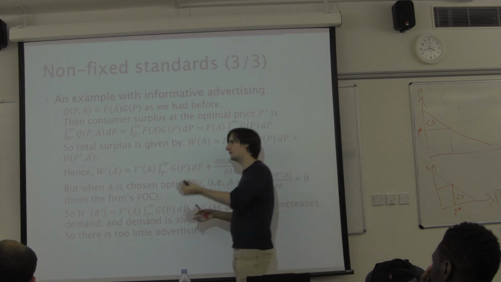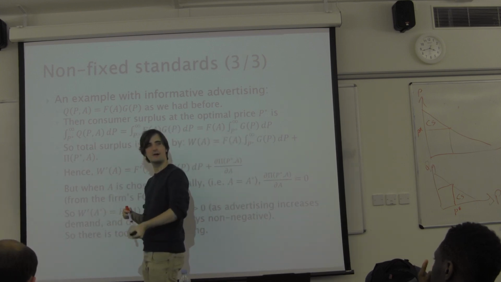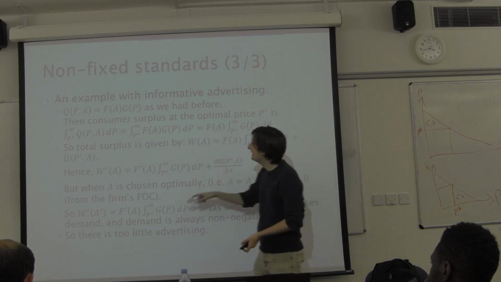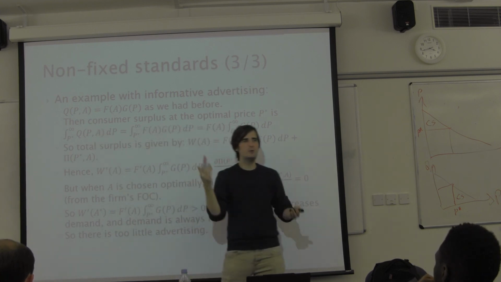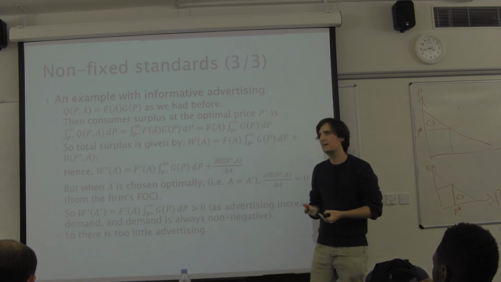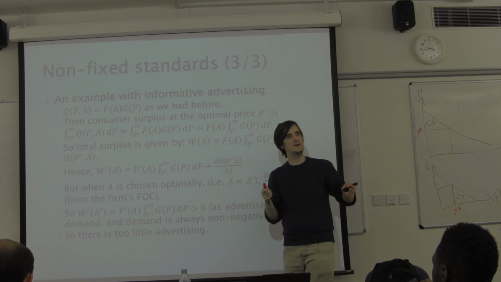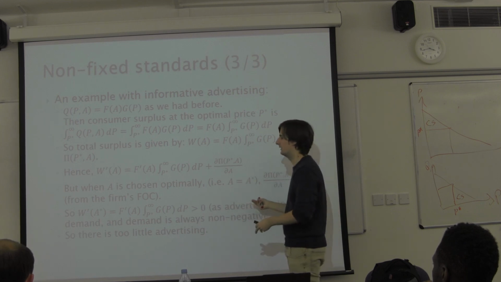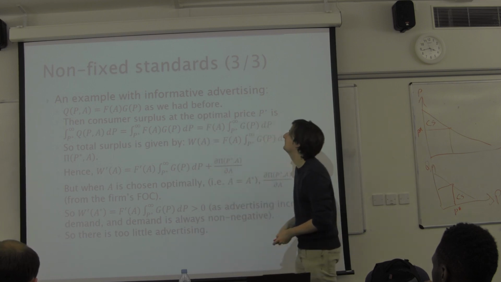So the firm will choose an amount of advertising A star, but the social planner would like to produce a bit more advertising. This is just because advertising is scaling demand up, and new people are getting the product, which creates extra consumer surplus. Before, those people weren't buying the product at all; now they are, and they're getting some consumer surplus from it, which is good. So there's too little advertising in this informative world.